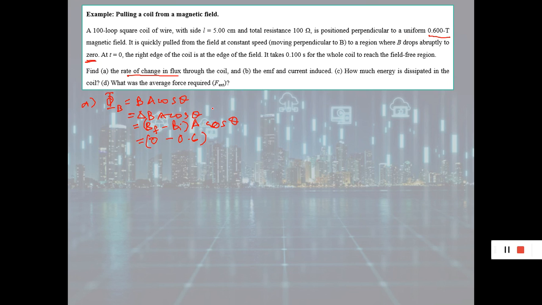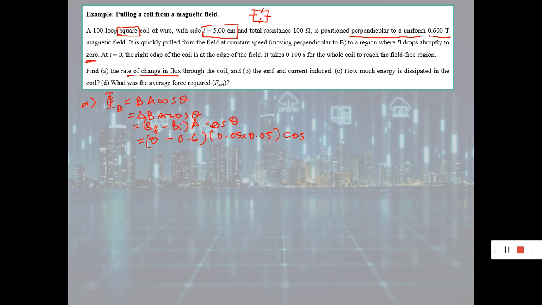Now for A, if you notice, the wording in this question states that this coil is in the square shape. For the square shape, you know that the length of the sides of the square is equal. So to find the area A, it is 0.05 times 0.05, times cos theta. For theta, this question states that the position is perpendicular to a uniform 0.6 Tesla magnetic field.